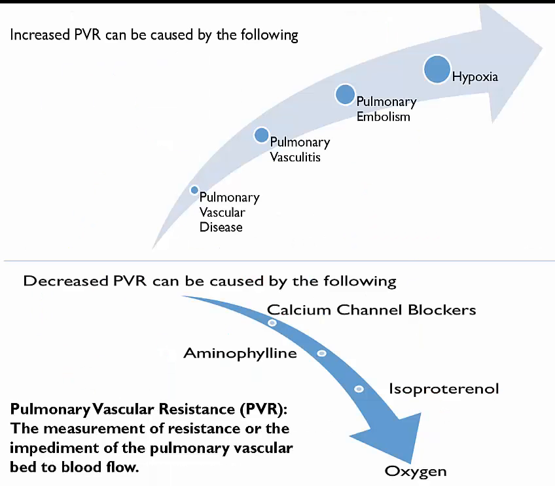Increased pulmonary vascular resistance can be caused by pulmonary vascular disease, pulmonary vasculitis, pulmonary embolism, or hypoxia. A decreased pulmonary vascular resistance could be caused by calcium channel blockers, aminophylline, isoproterenol, or oxygen delivery. The pulmonary vascular resistance is the measurement of resistance or the impediment of the pulmonary vascular bed to blood flow.